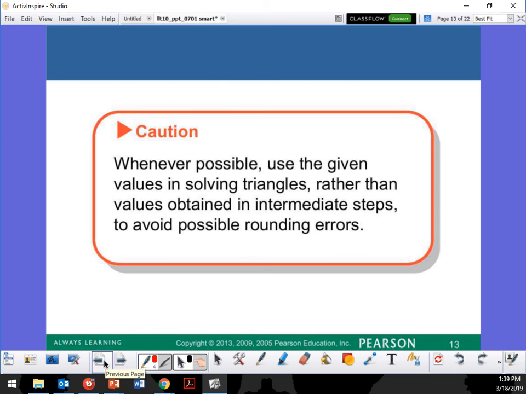Okay, so right here: whenever possible, use given values in solving triangles rather than values obtained in intermediate steps to avoid possible rounding errors.